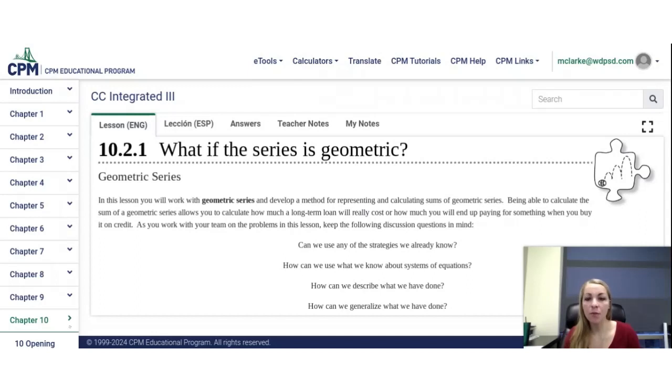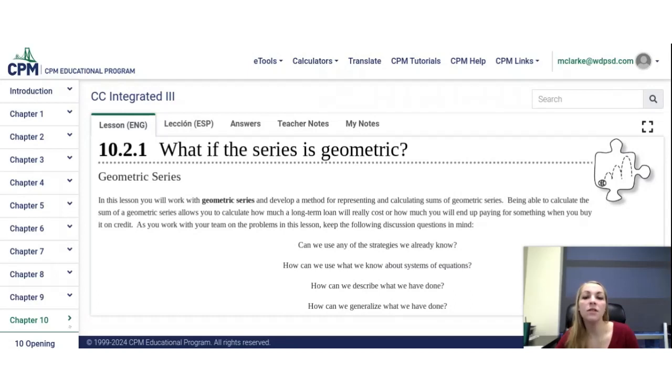I'm just going to take a moment to read our lesson introduction. It says, in this lesson, you will work with geometric series and develop a method for representing and calculating sums of geometric series. Being able to calculate the sum of a geometric series allows you to calculate how much a long-term loan will really cost or how much you will end up paying for something when you buy it on credit. As you work with your team on the problems in this lesson, keep the following discussion questions in mind.